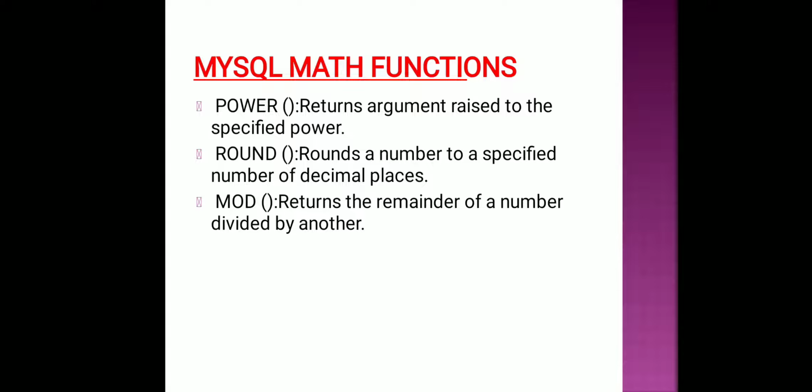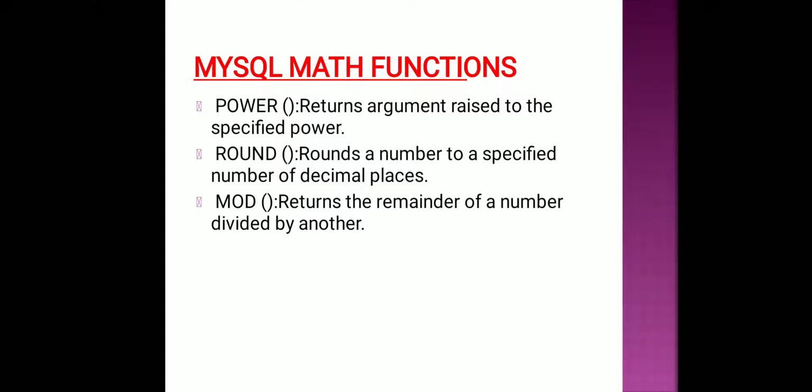24.56 having 6 at second decimal place which is greater than 5. So it will add 1 in the previous decimal point, that is 5. So it will return 24.6. The mod is the function which returns the remainder of a number divided by another.